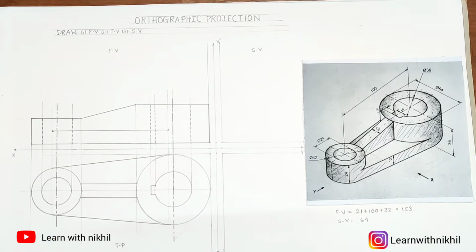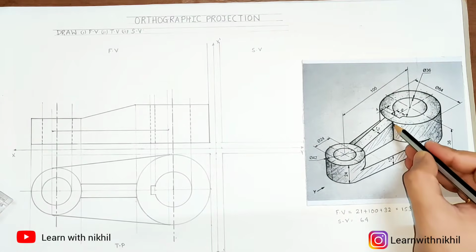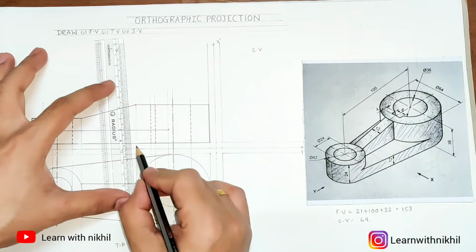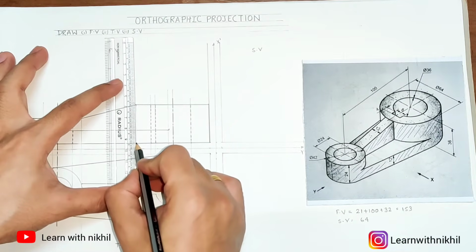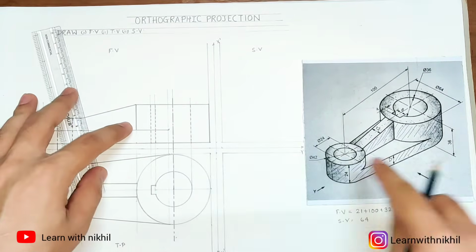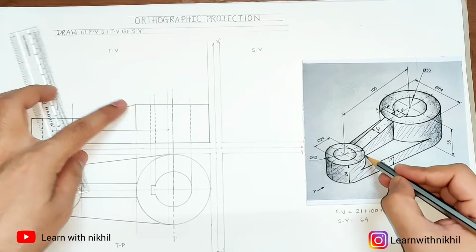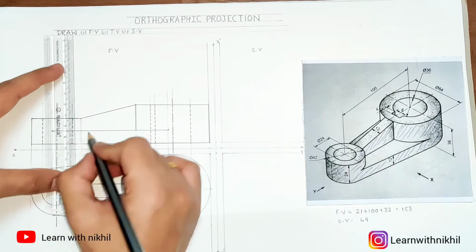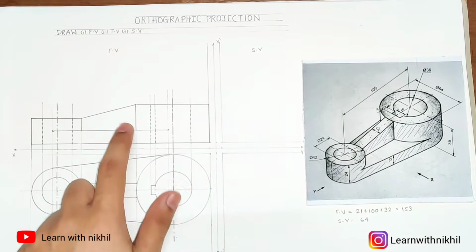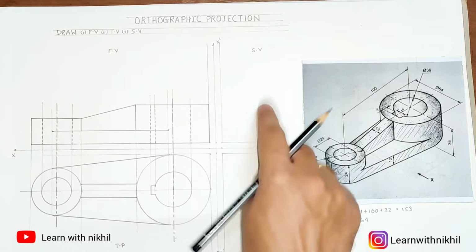Now from the front view, the last part remaining is this straight line and this triangular part. So on this projection, we will draw the straight line. This resembles this line and the horizontal line. With this, we have completed the front view and the top view.